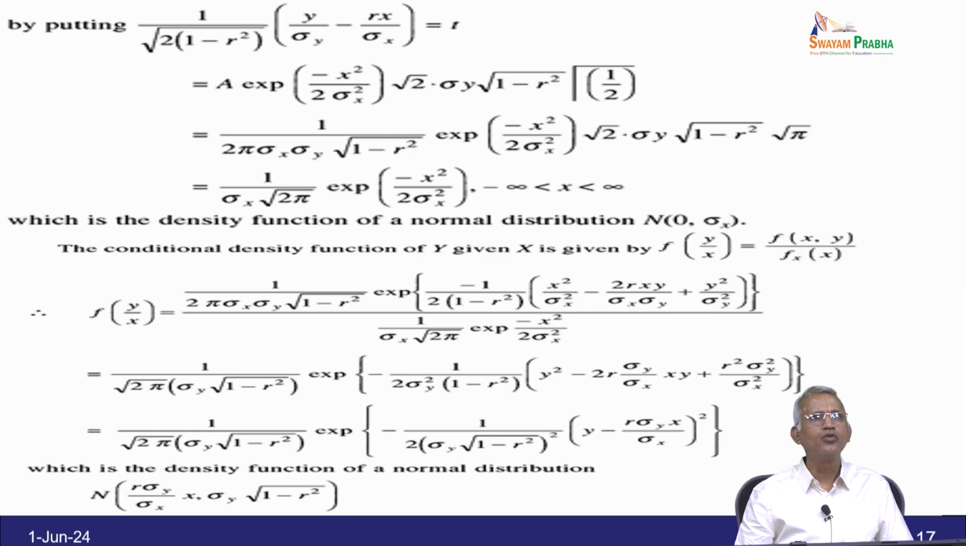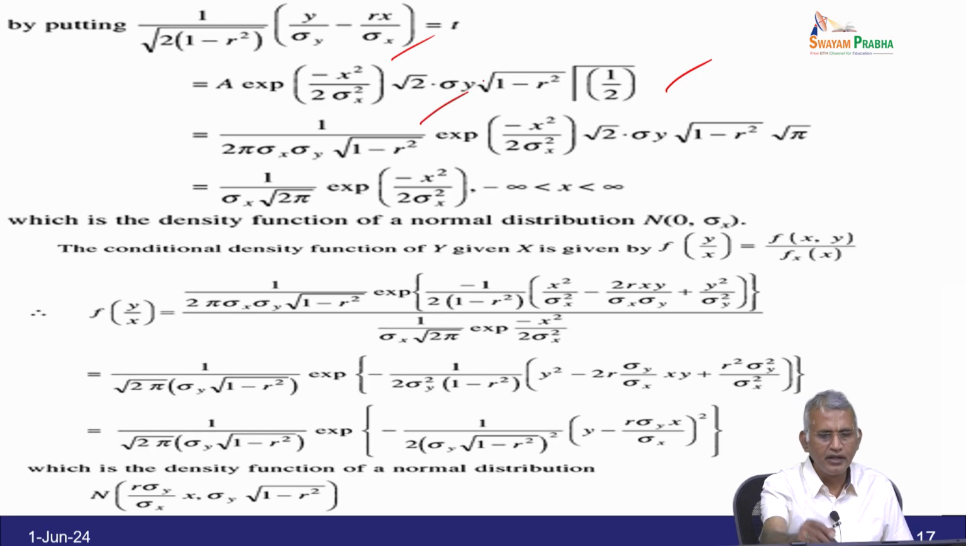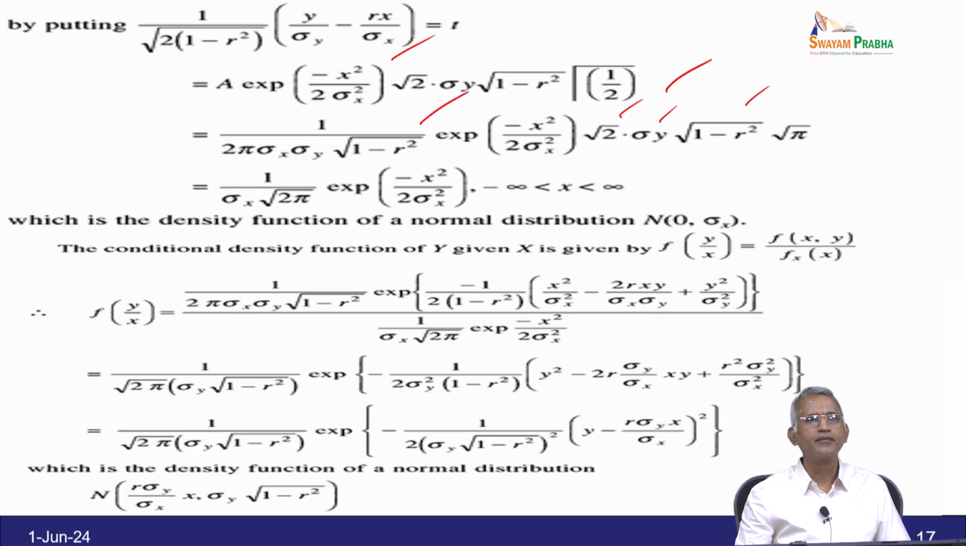Now, we have 1 by root 2 into 1 minus r square into y by sigma y minus r into x by sigma x equal to t. Therefore, a into exponential of minus x square by 2 sigma x square into root 2 into sigma y into root of 1 minus r square into gamma of, so the integral from minus infinity to plus infinity of e power minus t square dt is the corresponding gamma of, and then the result reduces to 1 by 2 pi into sigma x sigma y into root of 1 minus r square, of exponential of minus x square by 2 sigma x square into root 2 into sigma y into root of 1 minus r square into root pi. Further simplifying, we have 1 by sigma x into root pi of exponential of this.